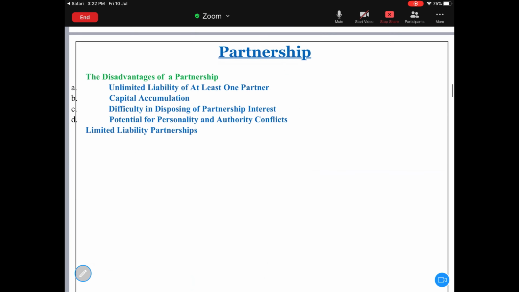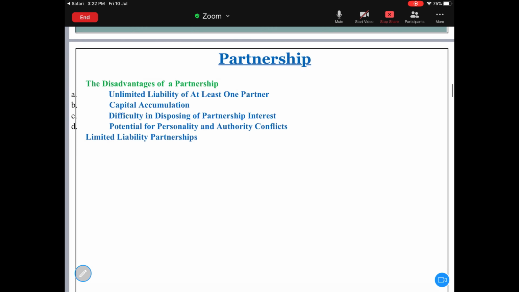Now, let's see the disadvantages of a partnership. Unlimited liability of at least one partner. It means that in many partnerships, it has been seen that the working partner or the executing partner usually had more liability than the financing or the silent partner, or the partner who is just supportive.